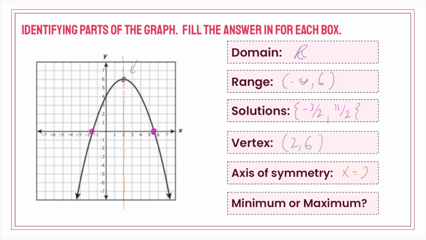And then we've got to determine, do we have a minimum or a maximum? So our graph can't go any lower. It's going down towards infinity. But when it goes up, it stops at 6. So we have a maximum value in this case of 6, where we can go no higher than.